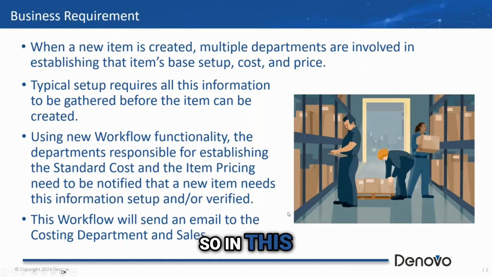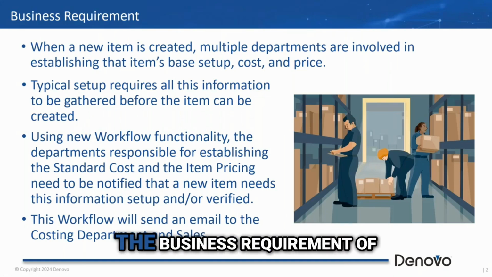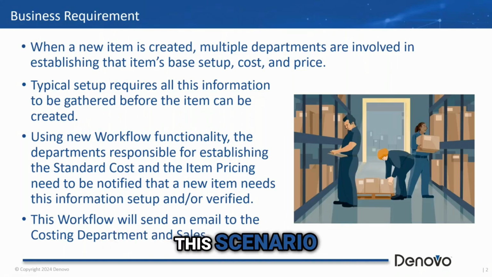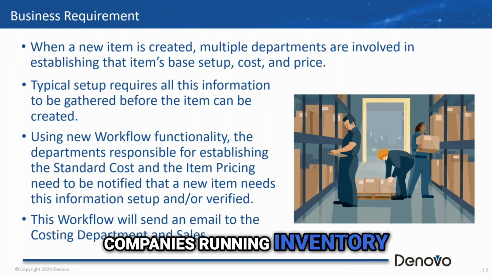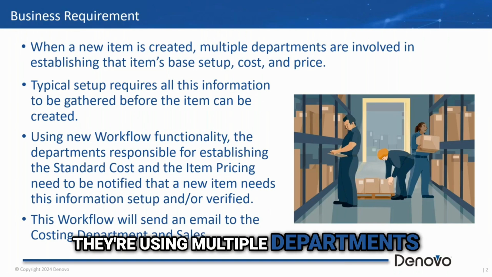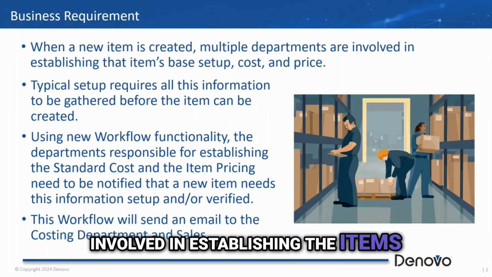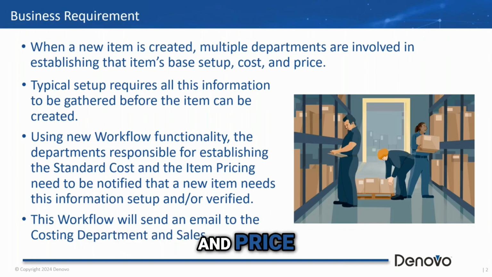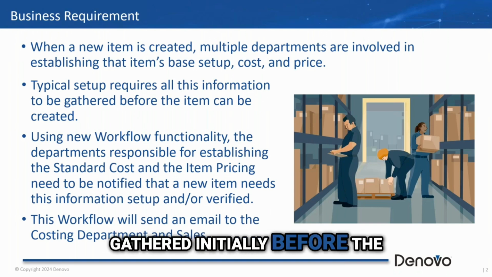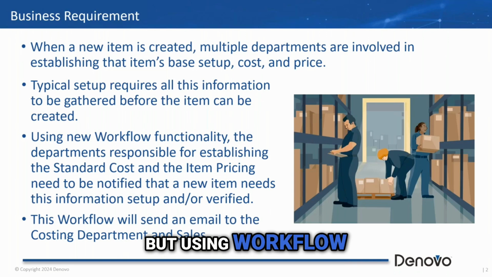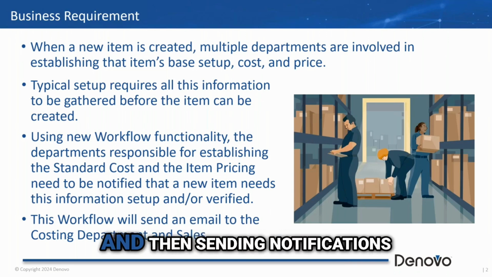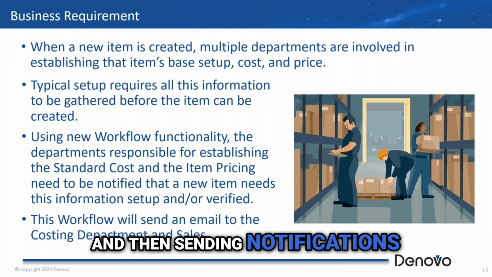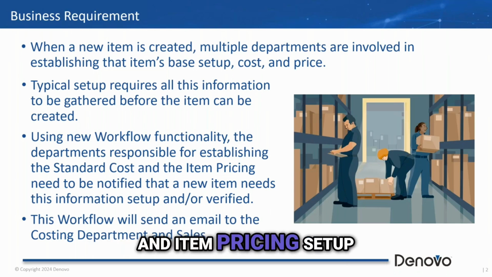So in this workflow example, the business requirement of this scenario is very common to companies running inventory. When items are created, there are usually multiple departments involved in establishing that item's base setup, cost, and price. The typical setup requires this to be gathered initially before the item is created, but using workflow, we're going to show the possibility of creating the base item information and then sending notifications and links to cost and item pricing setup.